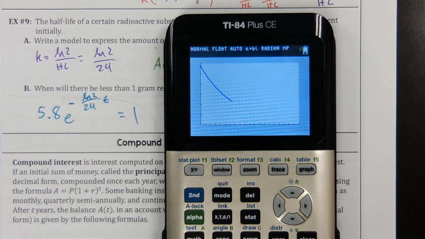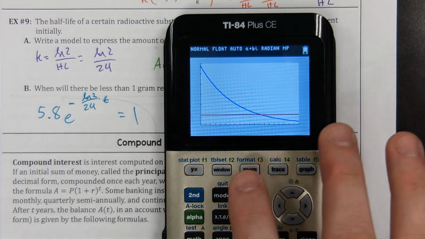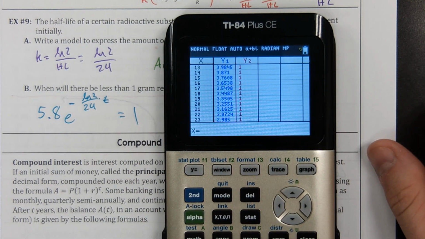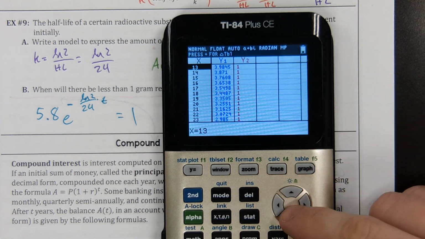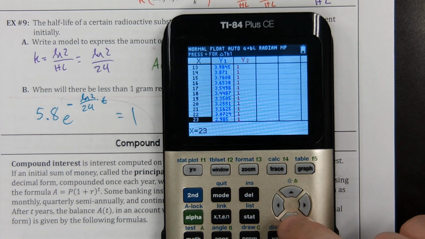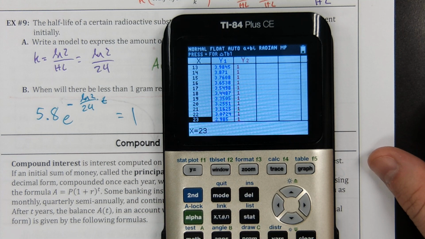If you don't like guessing and checking, you know a way we could have figured out how big the window needed to be? You could have used the table to give you a hint at the size of the values. So if you had gone to second table, you would have seen that it takes a long time before it even gets below 3. So to get to 1 would have been a stretch.